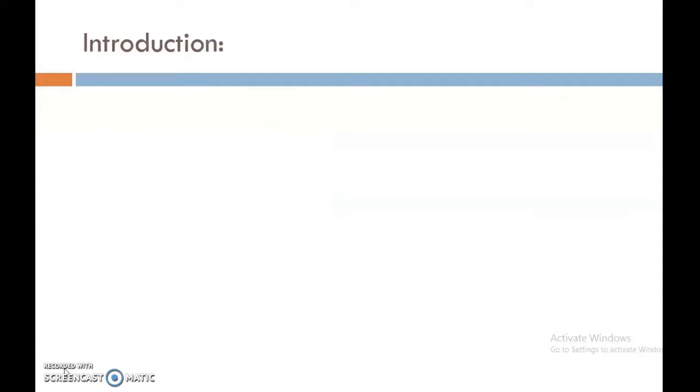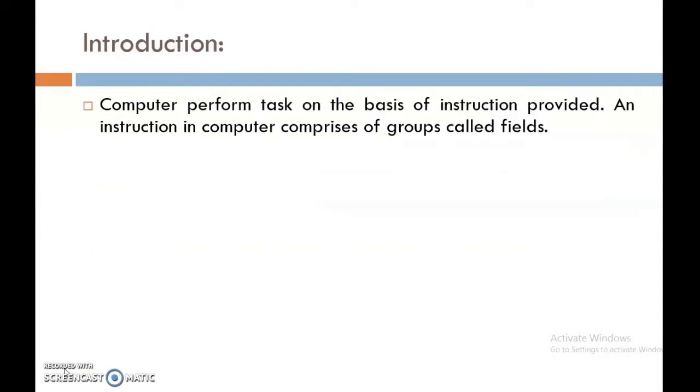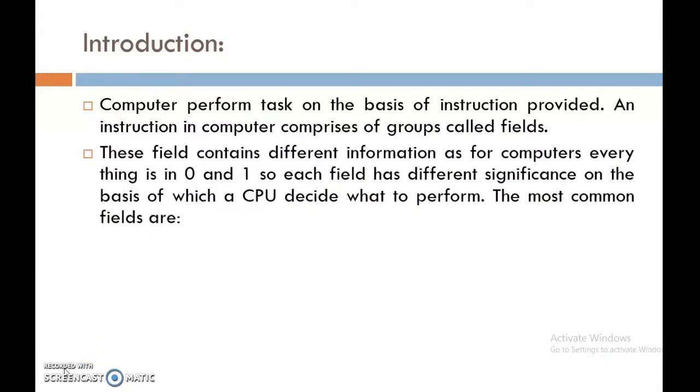So friends, let's see what a computer performs. A computer performs a task on the basis of instructions provided. And what is an instruction? An instruction in a computer comprises a group of fields. These fields contain different information. As for computers, everything is in 0 and 1. So each field has different significance, on the basis of which a CPU decides what to perform.